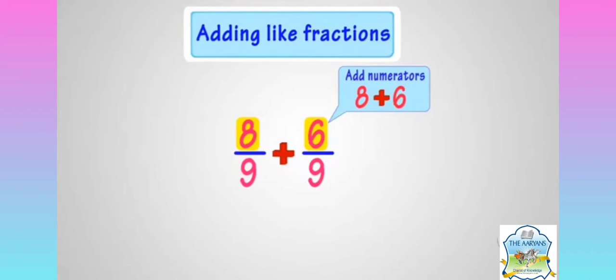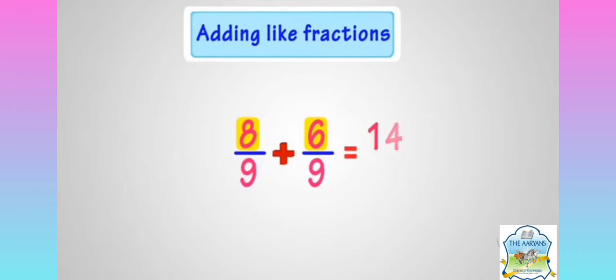Denominator will remain same. So, the sum of fractions 8 by 9 and 6 by 9 is 14 by 9. Now, let's see how we subtract like fractions.